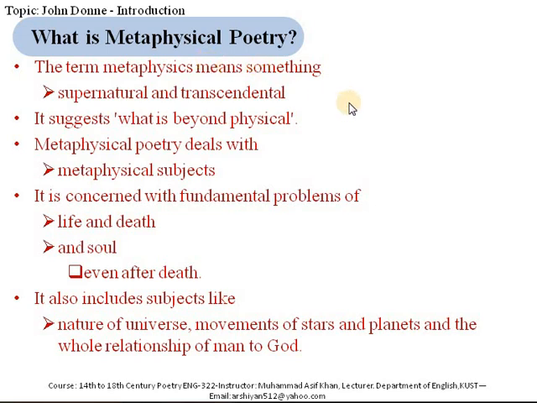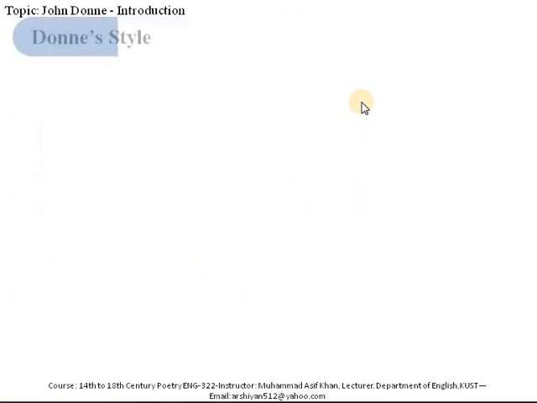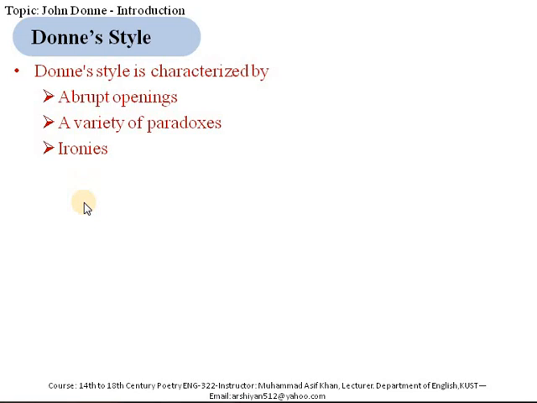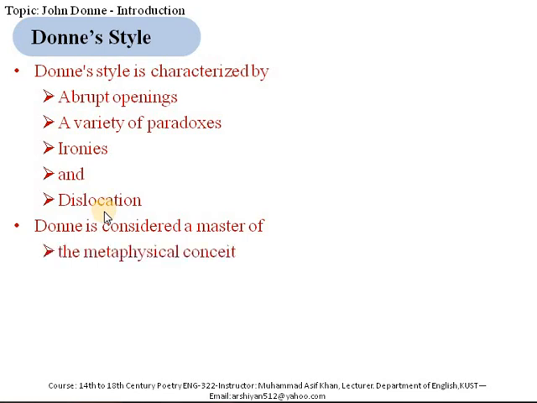And now let's move specifically towards John Donne's style. In his poetry, there are abrupt openings, and there is a variety of paradoxes. We also find ironies and displacements or dislocations. He is often using these very things where he is dislocating or displacing things from the normal routines. So Donne is considered a master of the metaphysical conceit.